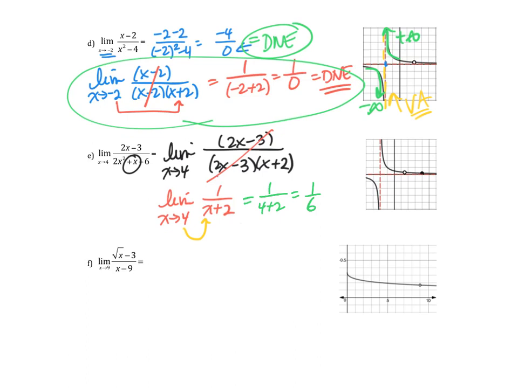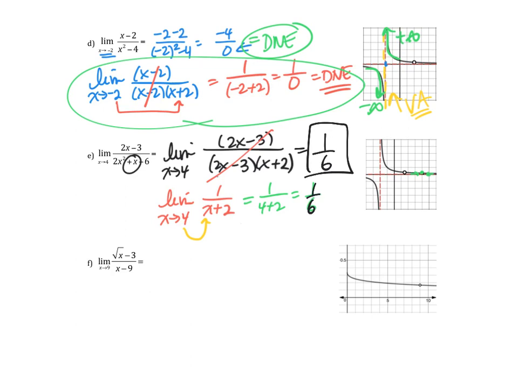And I can see as x approaches 4, 1, 2, 3, 4, from the left and from the right, the limit does exist, and that value is simply 1/6. Or here I have it, where I can show you what it is. So this is my answer. The limit as x approaches 4 is 1/6.